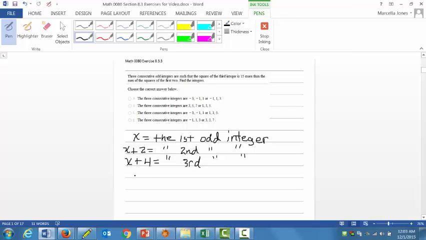Three consecutive odd integers are such that the square of the third integer, so we're going to square the third integer, is 15 more than, so that means add 15, the sum of the squares of the first two. So we're going to square the first two integers. And then sum means we're going to add those. So that gives us our equation.